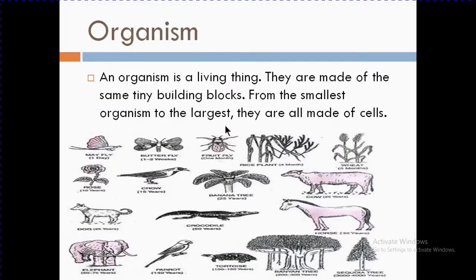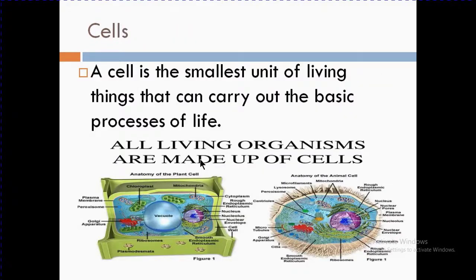Now let's see the definition of organism again. An organism is a living thing. They are made of the same tiny building blocks. From the smallest organism to the largest, they are all made of cells. You can see here different types of living organisms like animals and plants. Both are examples of living organisms. Cell. A cell is the smallest unit of living thing that can carry out the basic processes of life.